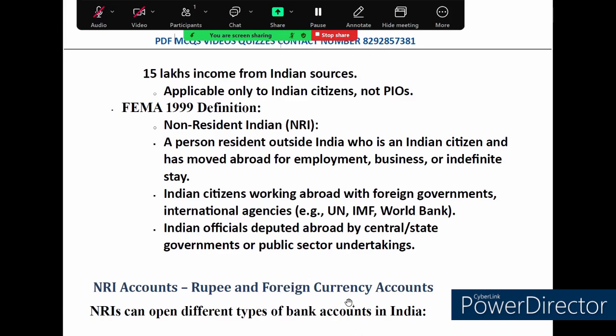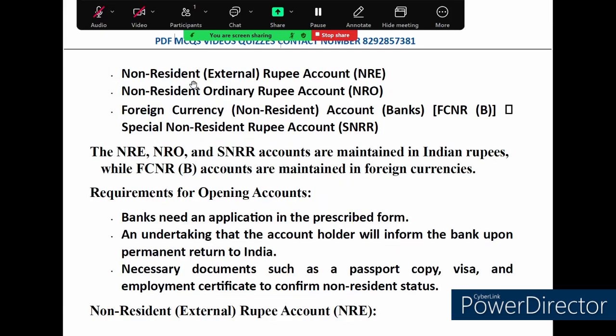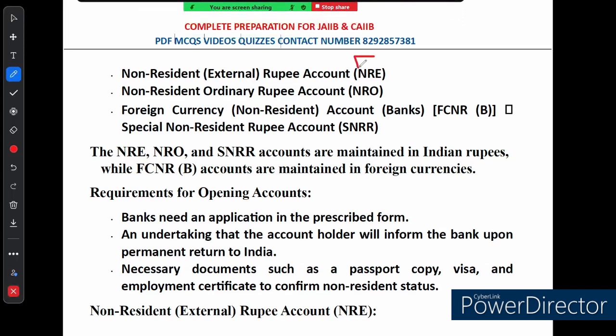First of all, let's talk about NRE account, that is called non-resident external rupee account. So we will discuss each and every type of account, NRE, NRO. Okay, so let's start with the NRE account, that is a non-resident external rupee account. So think of this account as a way for NRI to park their overseas earning in India. So see, we will discuss in detail regarding it. I am just giving you a little bit overview of this account.